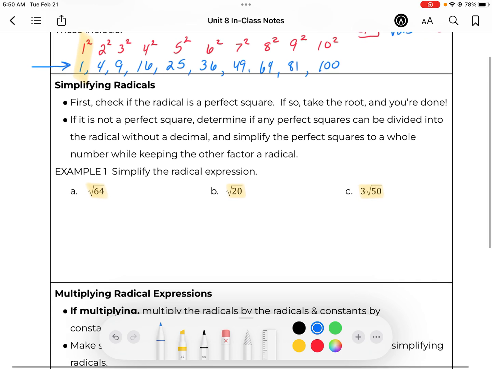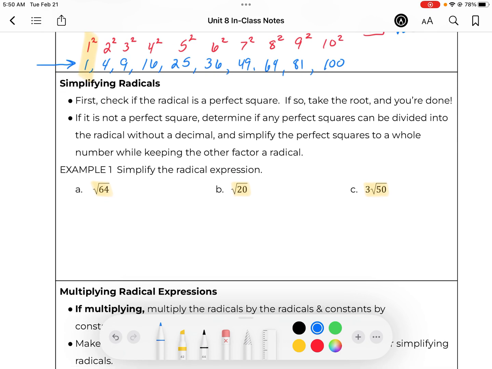So when we are simplifying them, the first thing you always do is check to see if that number underneath that square root is actually a perfect square already. So in this example, 64 is a perfect square. The square root of 64 is just 8. 8 squared gives you 64. So that one's done. Okay, you check and see if it is, and then you can do that.